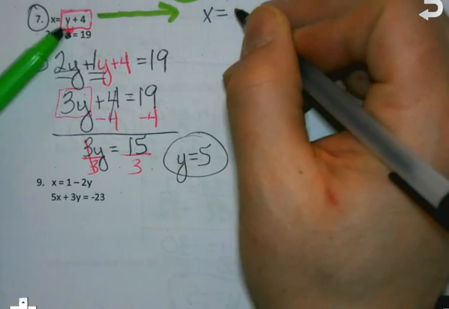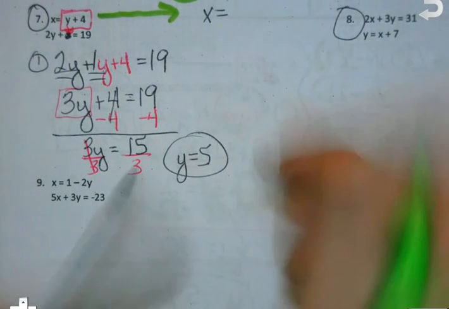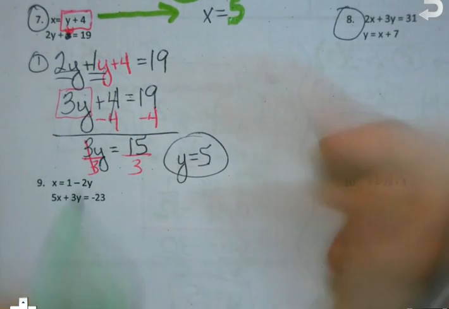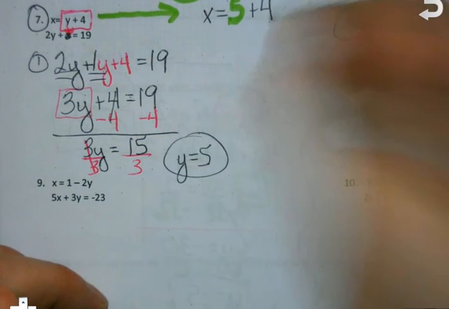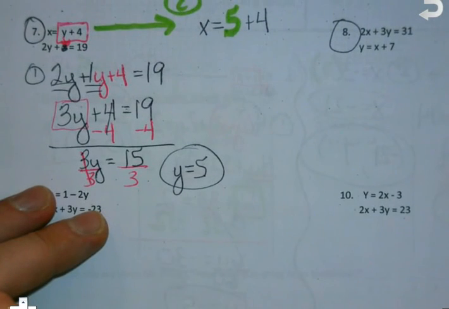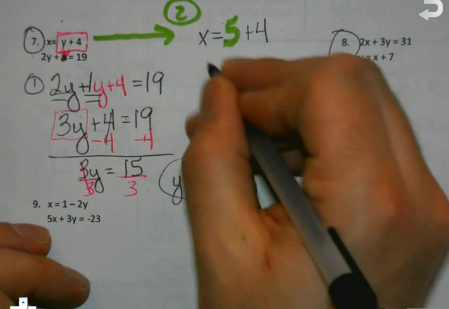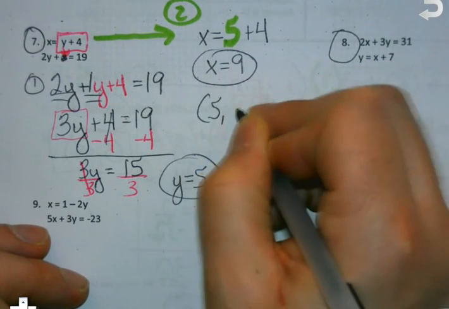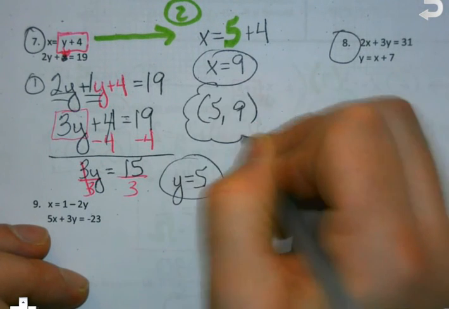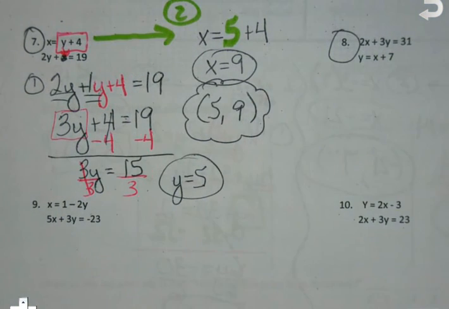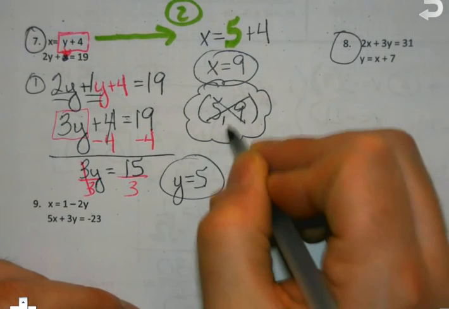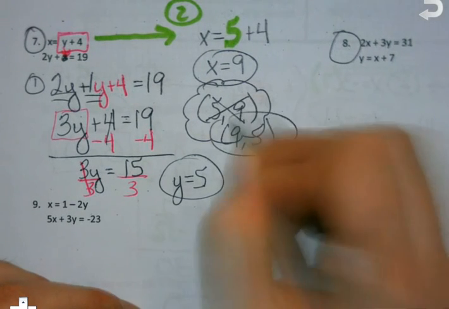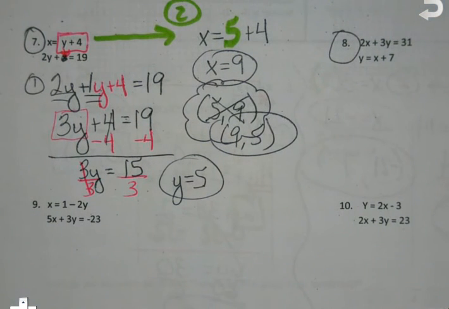X equals, wait a minute, I know what y is. Y is 5. So I plug that in where the y is. Write the rest of the problem. Whoops, lost the screen there. 5 plus 4 is 9. 5, 9. Oh, hurry. 9, 5. I may need to edit that out later. It's always x and then y.